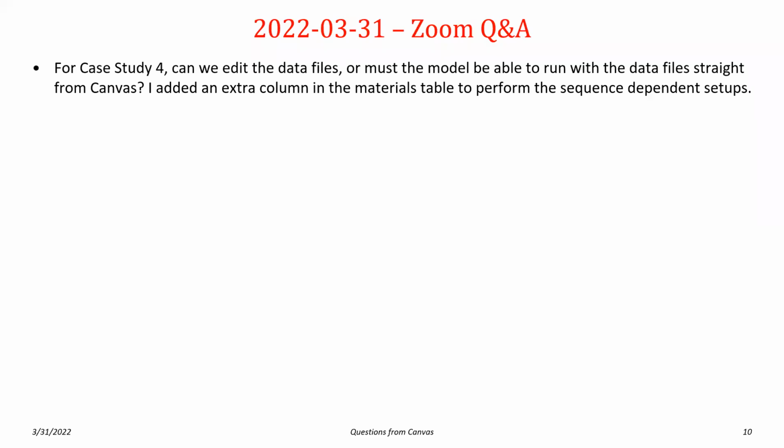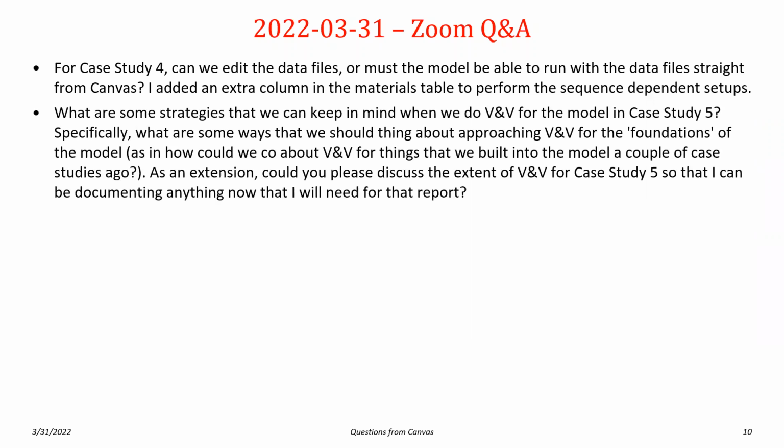Okay, so that's question 1. Question 2 is a little bit more general, so there's no Simio involved in this. It's what are some strategies we can keep in mind when we do V&V, validation, verification for the model in case study 5. Specifically, what are some ways that we should be thinking about approaching V&V for the foundations of the model? As an extension, could you please discuss the extent of V&V for case study 5?